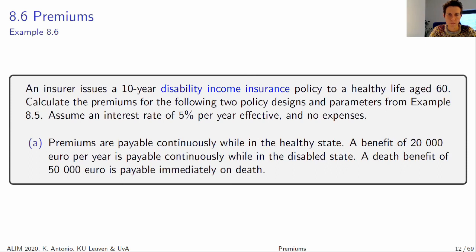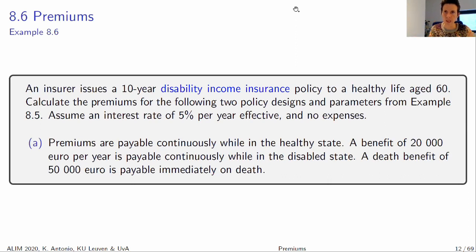So let us look at this example as a way to practice the valuation formulas on the one hand, and then the reasoning in terms of actuarial equivalence on the other hand. So we have here a 10-year disability income insurance policy that is issued to a healthy life 60 years old. And we want to calculate premiums for the following two policy designs. And the idea is, if you really are going to do the numerical calculations, that you're going to use the parameters from an earlier example that we discussed last week. Here I will more conceptually explain how to do it, and the actual numerical calculation is something that you can do at home or perhaps later on in one of our tutorials.